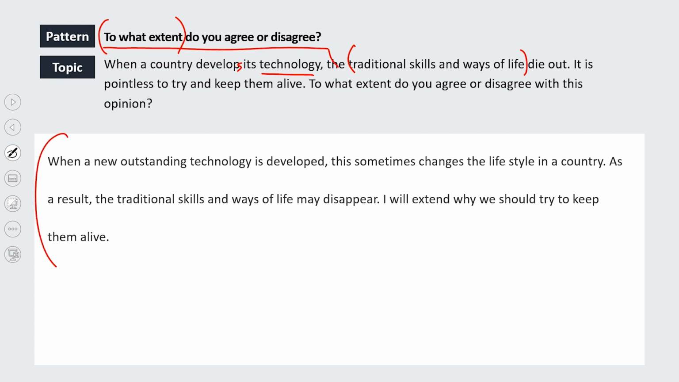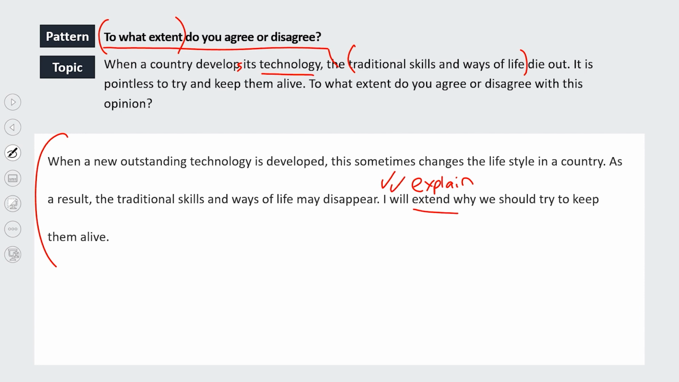When a new outstanding technology is developed, this sometimes changes the lifestyle in a country. As a result, the traditional skills and ways of life may disappear. I will extend why we should try to keep them alive. I think this kind of was trying to say, I will explain why we should try to keep them alive.